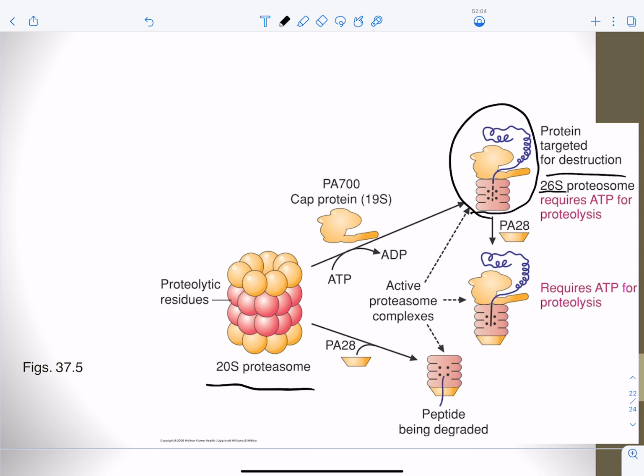You then have regulatory proteins, such as PA28, that get added. And these are all going to be active proteasome complexes. So your proteasome can have only a PA28, or your proteasome can be a 26S, or your proteasome can be a 26S having the cap protein plus the PA28. All three of them are active proteasome complexes, and all three of them can degrade a peptide.